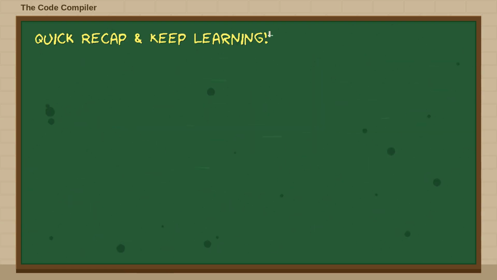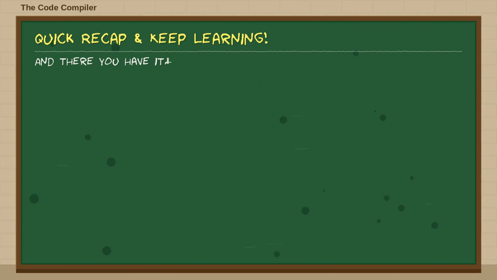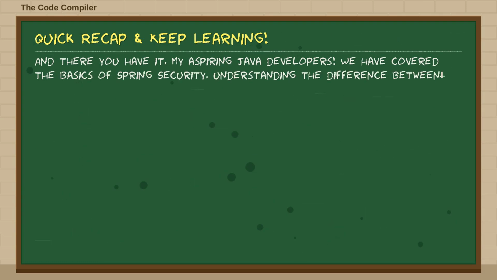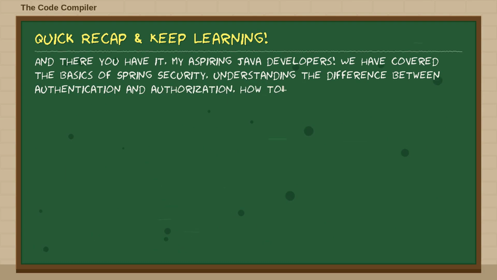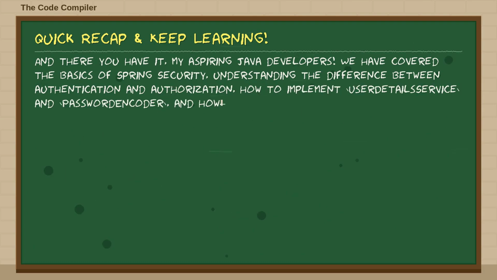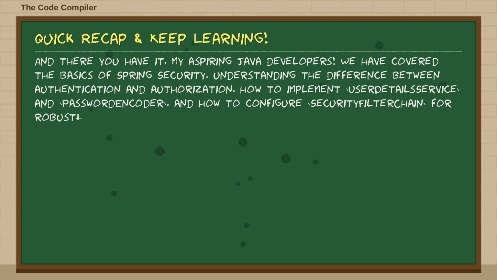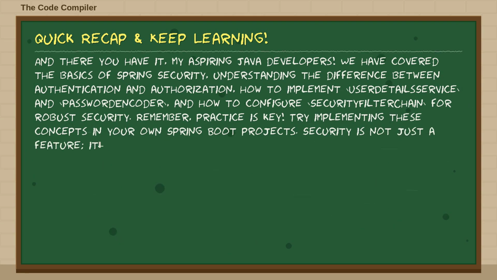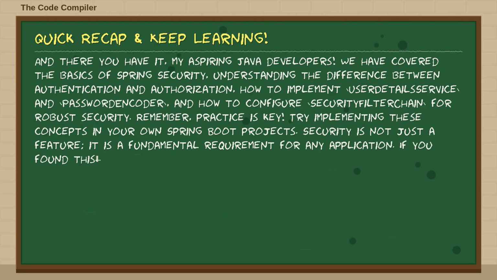And there you have it, my aspiring Java developers. We have covered the basics of Spring Security, understanding the difference between authentication and authorization, how to implement UserDetailsService and password encoder, and how to configure the security filter chain for robust security. Remember, practice is key. Try implementing these concepts in your own Spring Boot projects. Security is not just a feature, it is a fundamental requirement for any application.